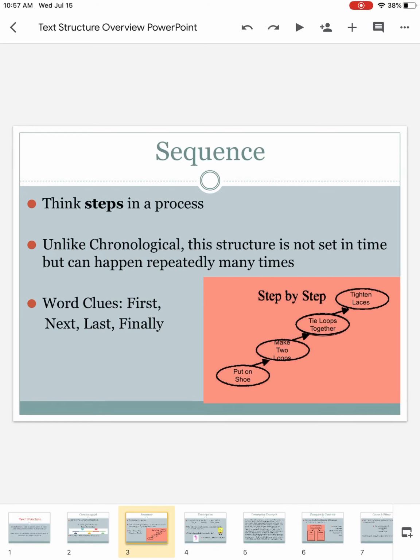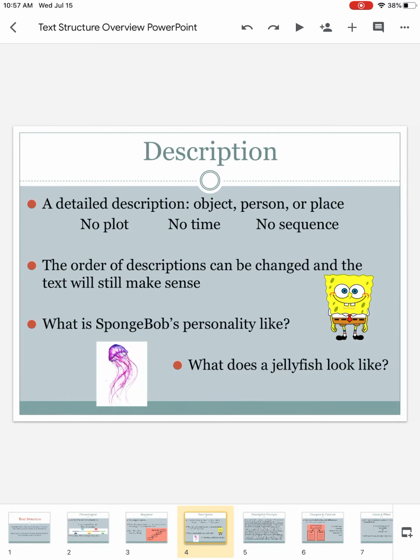From here, you're going to be pretty okay with most of these. We've got description. These would be just details about something. You're just describing something. So if I were to ask you about SpongeBob SquarePants, and I said, tell me about SpongeBob, you could tell me he's yellow. He's made of sponge. He's very happy.